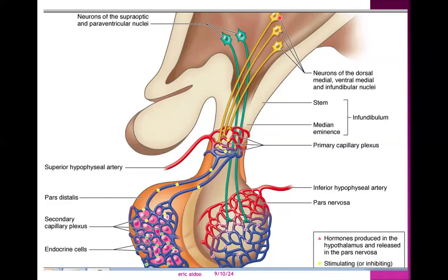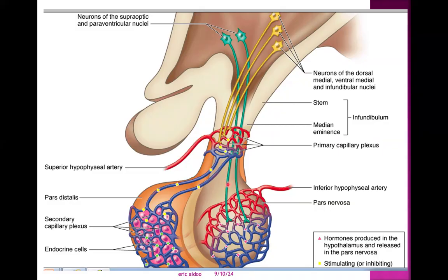Then you now have the parvicellular system, which integrates with capillaries, and the capillaries are those that will carry the secretions into the anterior pituitary. So these are the hypothalamo-hypophyseal system or capillaries we were talking about.